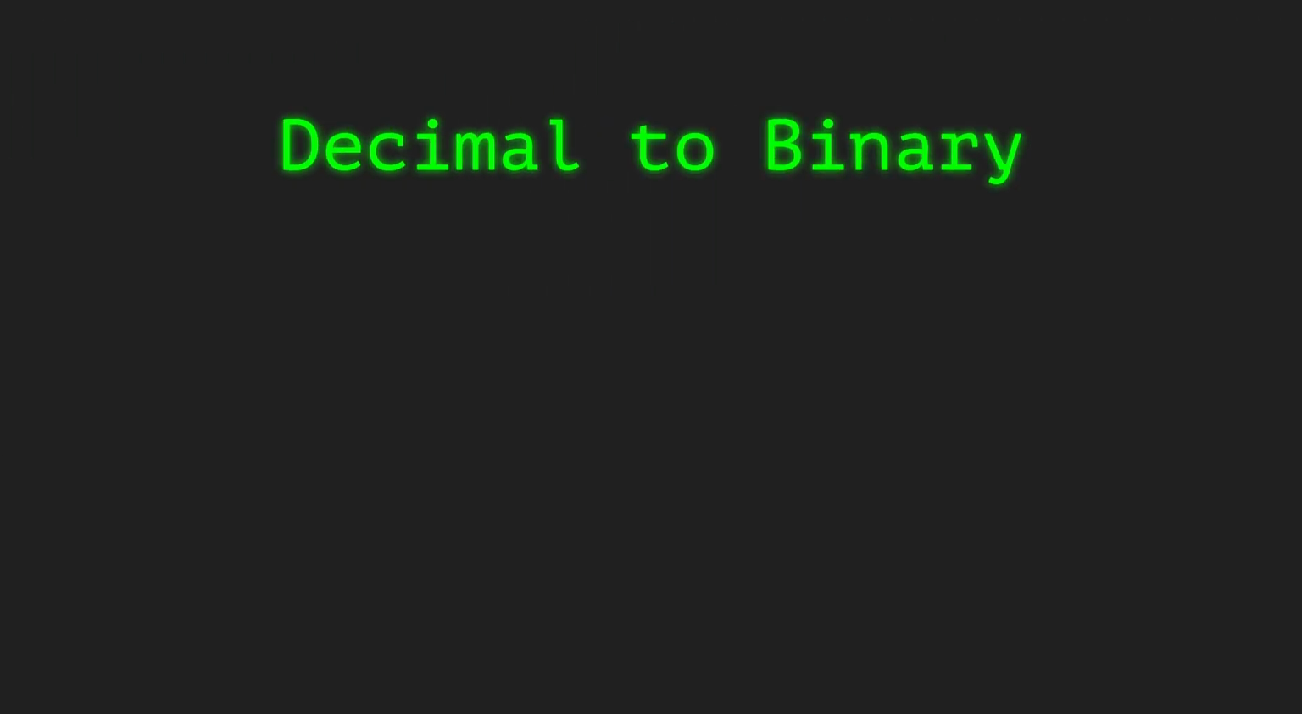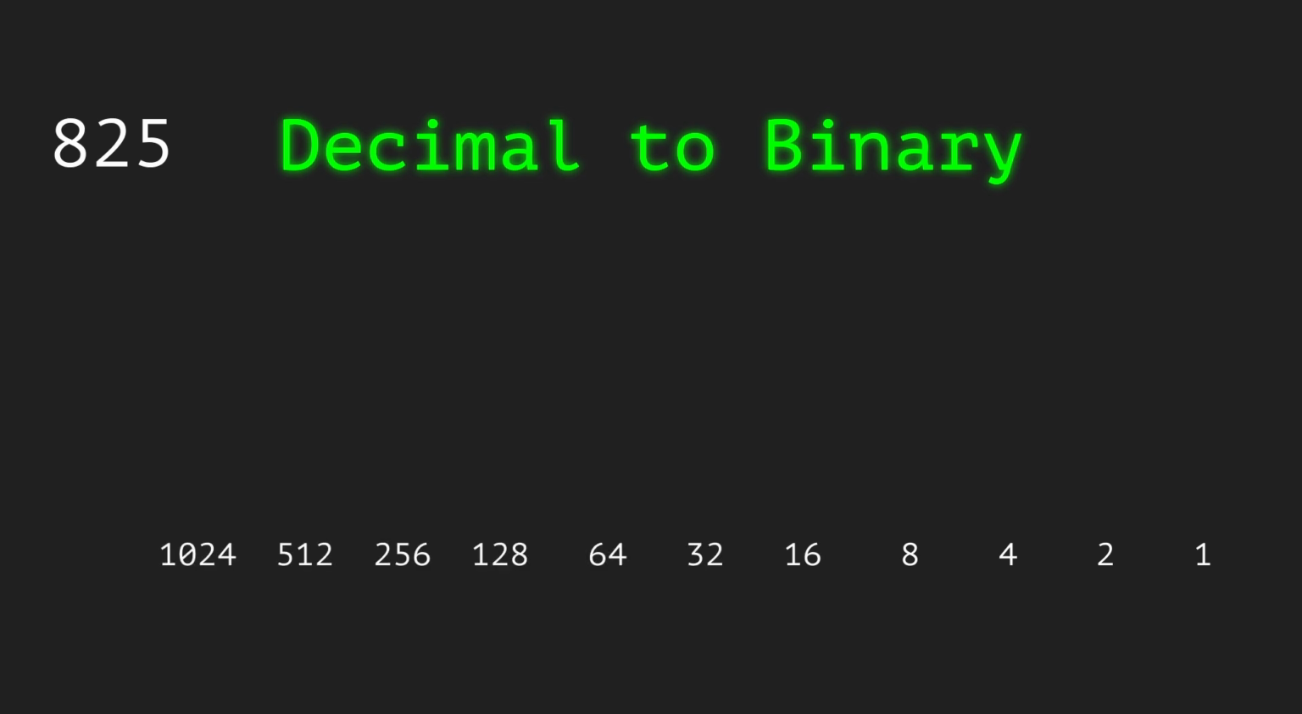Next, let's practice converting from a decimal number to a binary number. Let's practice with the number 825. First, we keep writing powers of 2 until we get to one larger than our current number. In this case, we'll stop at 1024, since 1024 is greater than 825.